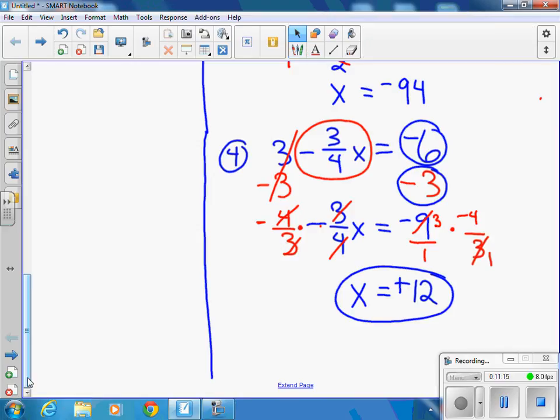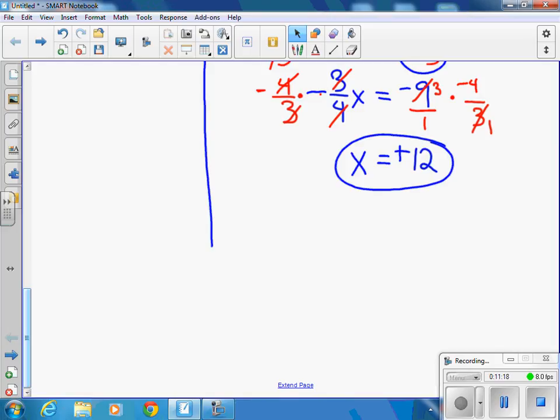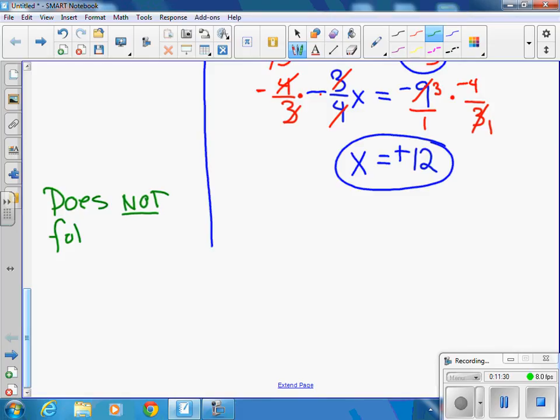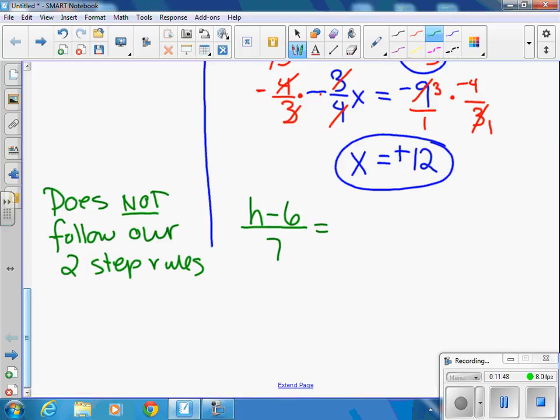Now sometimes we get some strange ones here. So this one does not follow our usual steps. I'm going to write this in another color. Okay, this one does not follow our regular steps, and I'll show you why here. So now what we have is this: h minus 6 over 7 is equal to -10.